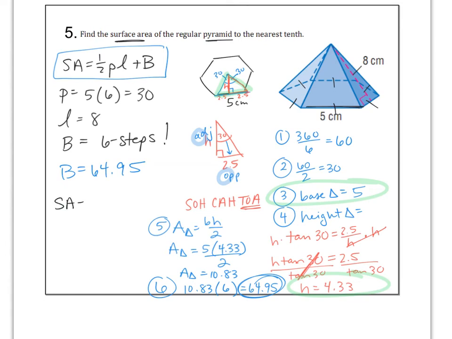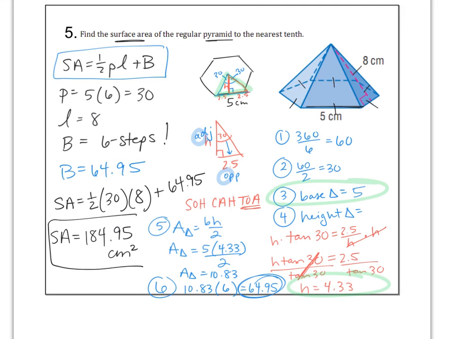So surface area equals 1/2. The P is 30. The L is 8. And the base area was 64.95. Type all of that into your calculator, and the surface area turns out to be 184.95 centimeters squared.